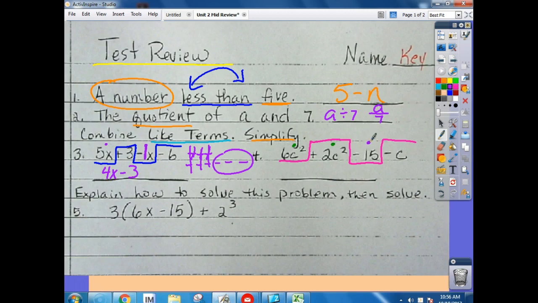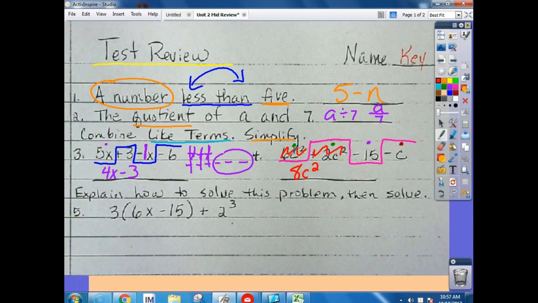I only have one constant term, and I only have one C term. So I see 3 different types of terms in my problem. I know that I'm going to have 3 terms in my answer. Combining this 6c squared to this 2c squared, they're both positive. That's just going to be 8c squared. And so I've taken care of my c squared terms now.